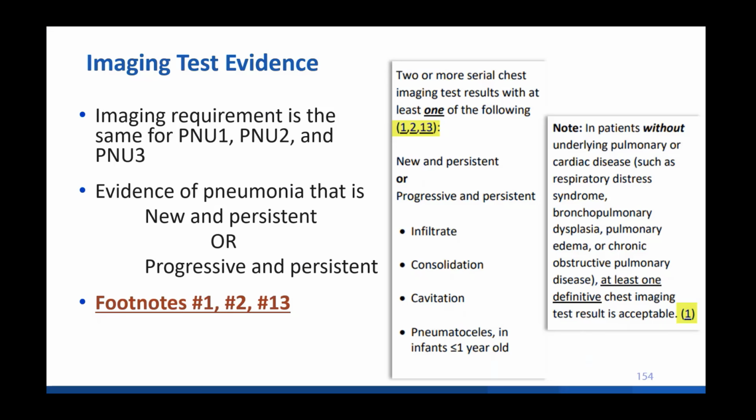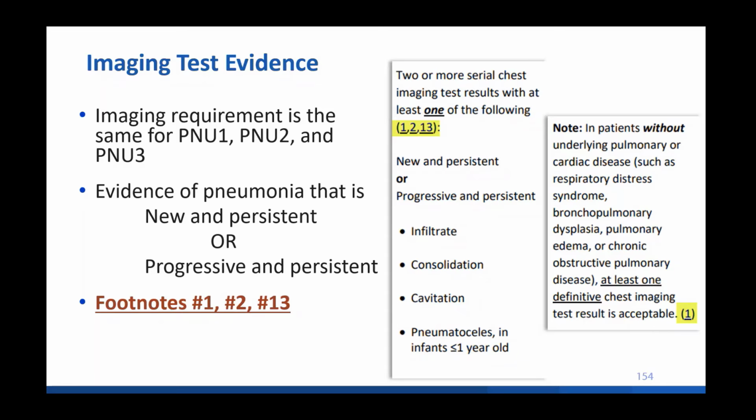The imaging test requirement is the same for all 3 pneumonia criteria. New and persistent or progressive and persistent definitive imaging test evidence of pneumonia. And please note, there are 3 footnotes associated with determining if the imaging requirement can be met, and these are footnotes number 1, 2, and 13. And we're going to spend the next several slides breaking down the imaging requirement.